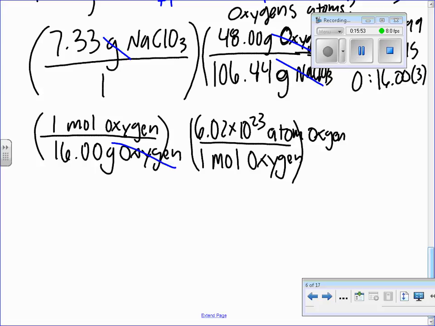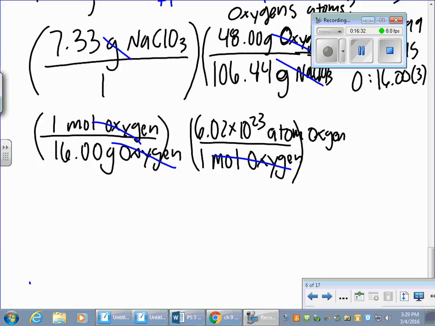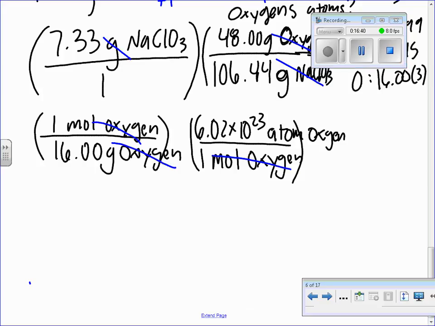Alright, so we canceled out moles. Now we're left with atoms, so now we just have to do the math. 7.33 times 48. Okay, so now we're on atoms of oxygen. Once we do the math, we get the answer to 3 significant figures, in atoms of oxygen.